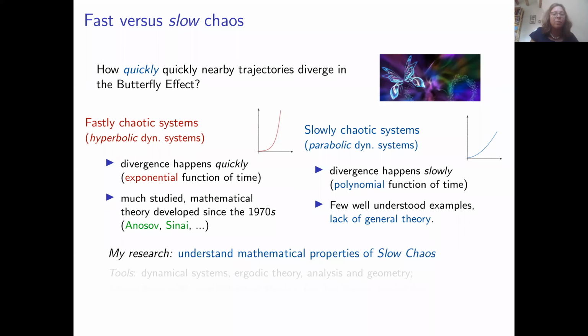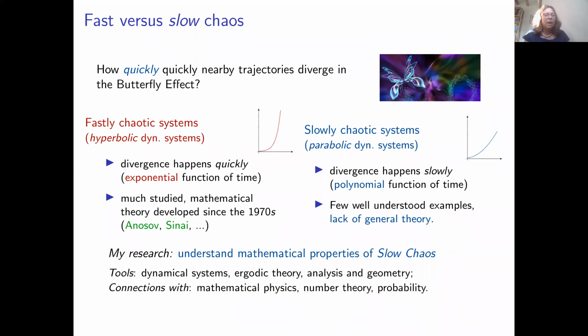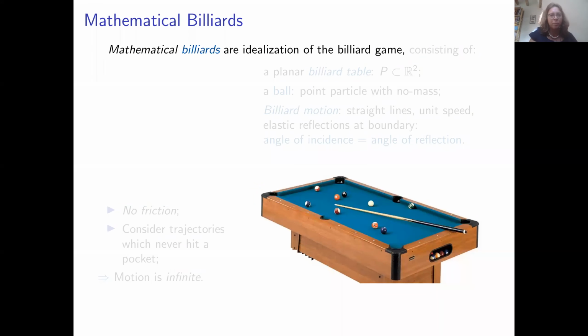So the goal of my research, and what I want to present to you today, is to try to understand typical properties and typical mechanisms for chaos in parabolic systems. And there are motivations and applications from mathematical physics and also number theory. Maybe we'll see one at the end, and also probability aspects.